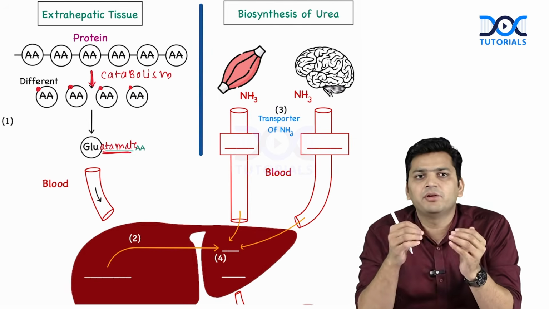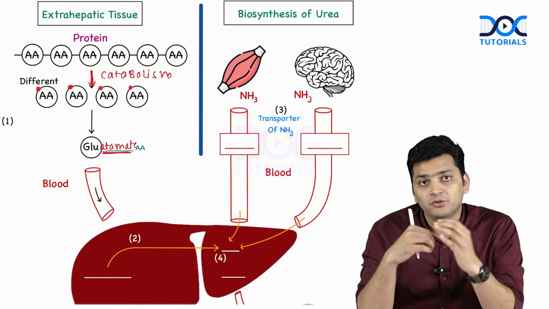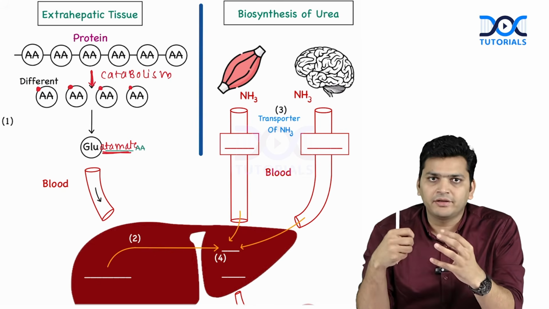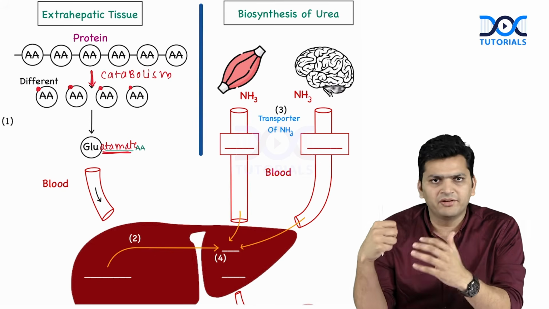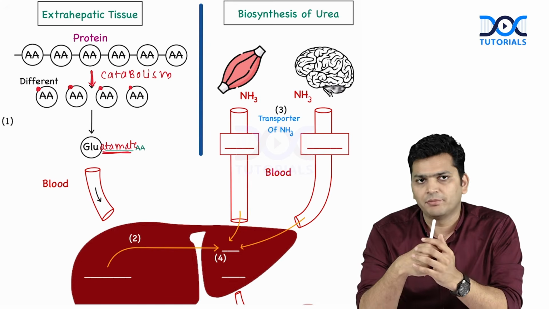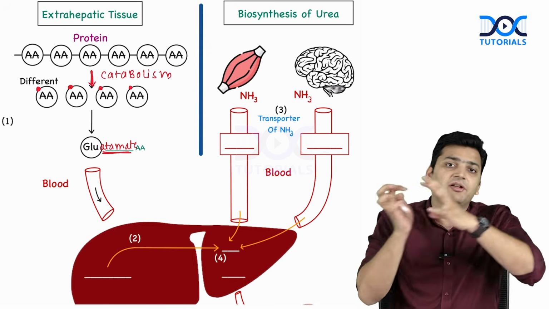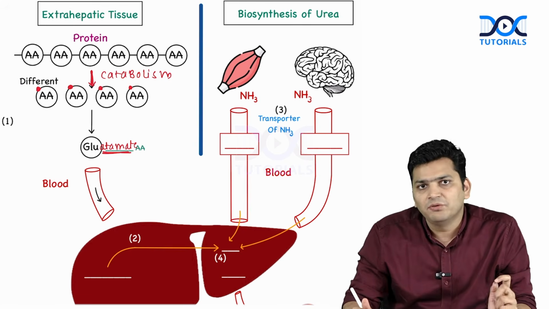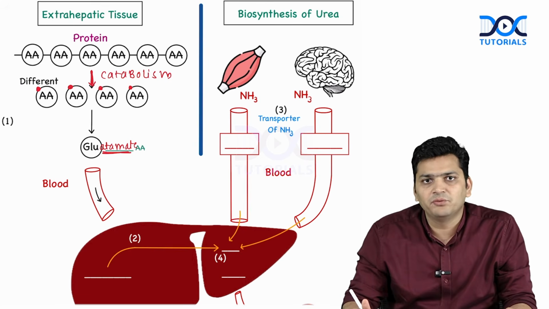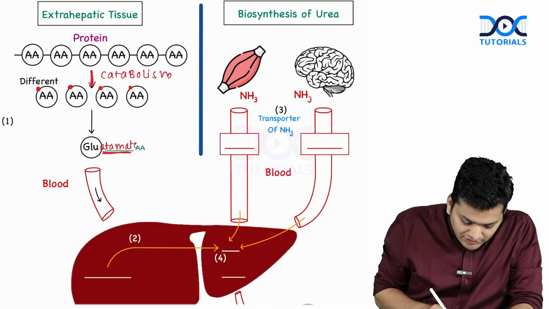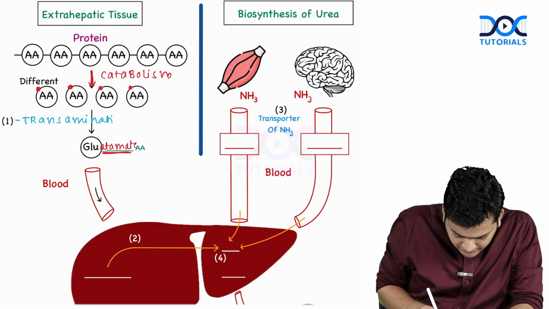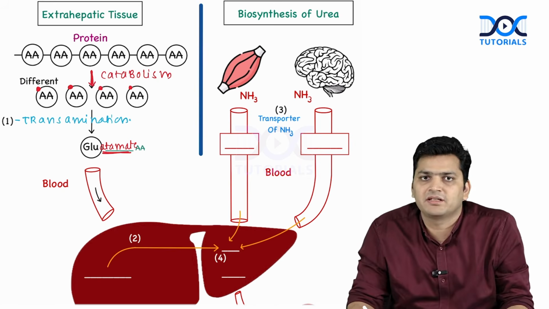We try to convert all the different amino acids into glutamate. You will understand the reason why. Whether it is alanine, aspartate, glycine, we try to convert the different amino acids into glutamate. And because you are converting the different amino acids into glutamate, this process is called transamination. So the first step in the biosynthesis of urea is transamination, and this transamination occurs in the extrahepatic tissue.